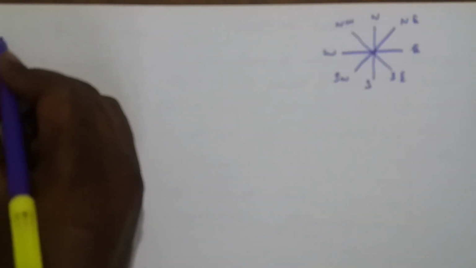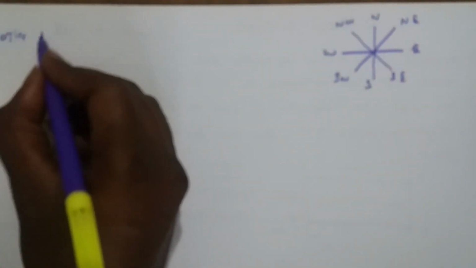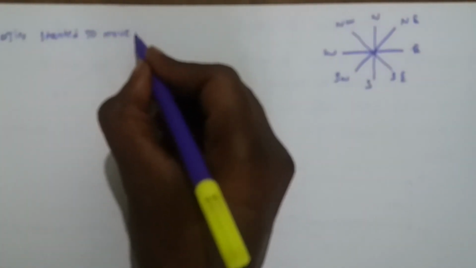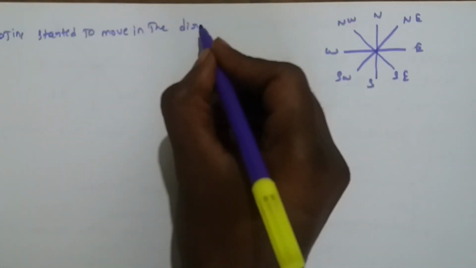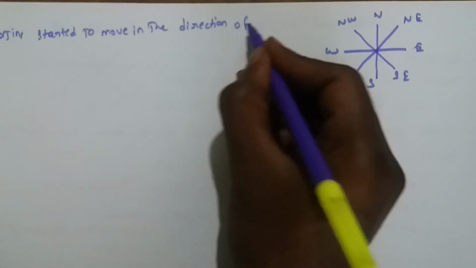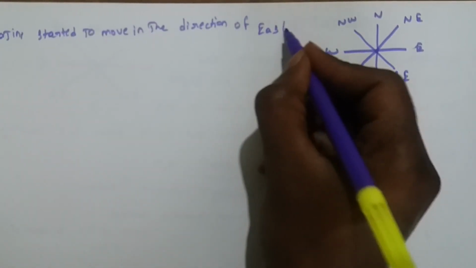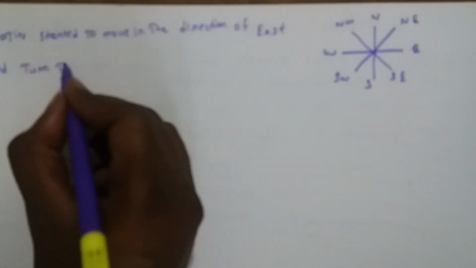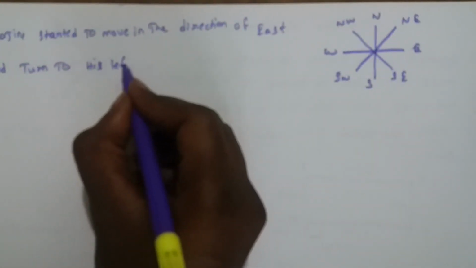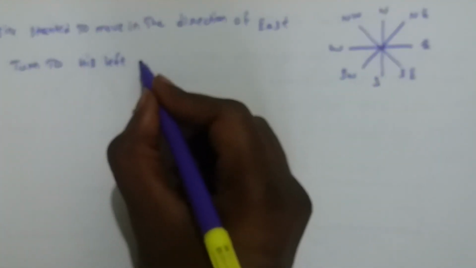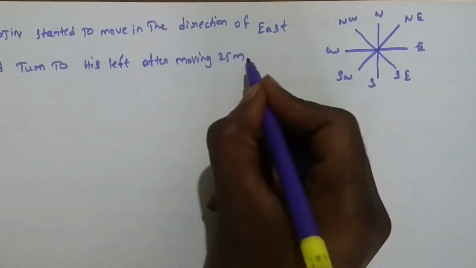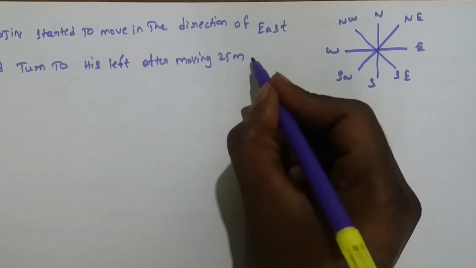Now see the problem here. Rajni started to move in the direction of east and turned to his left after moving 25 meters.